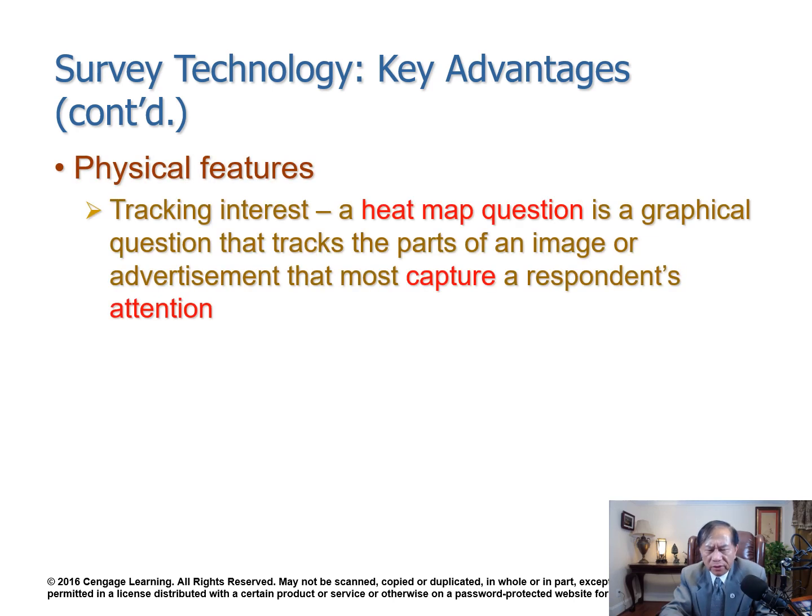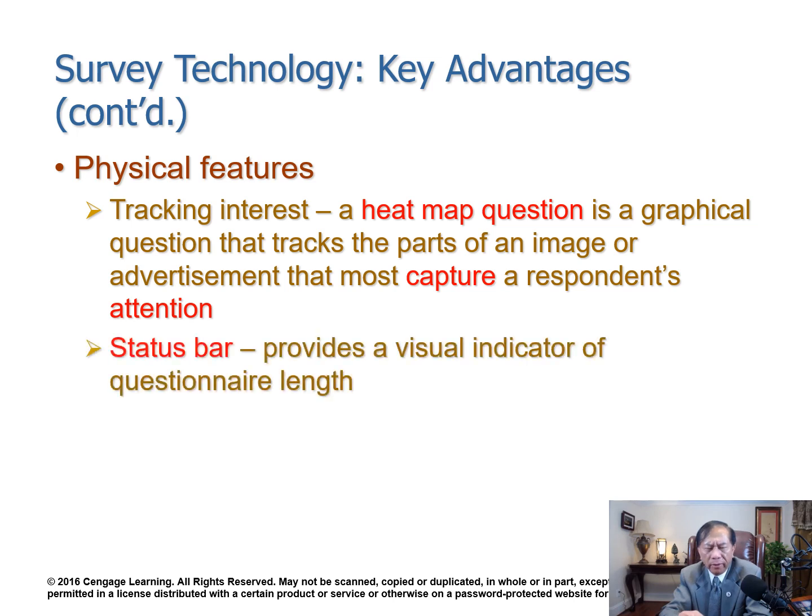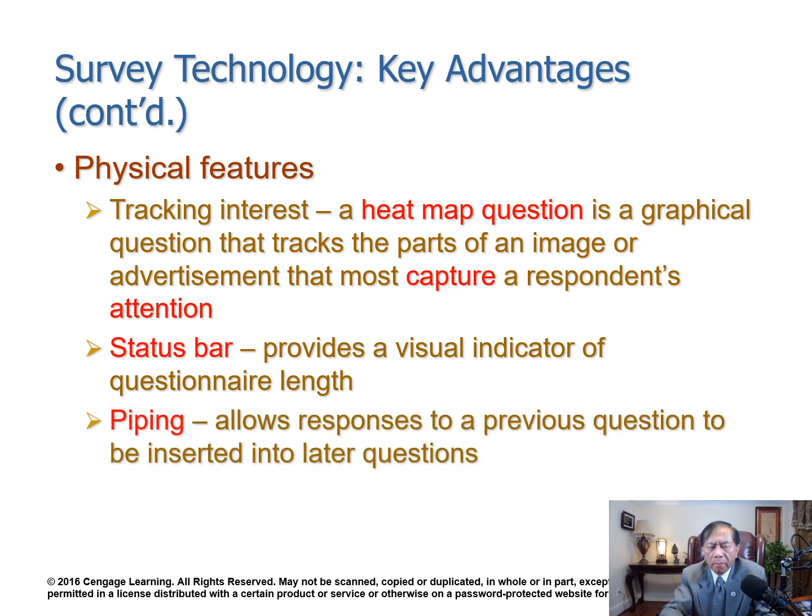There are some physical features, tracking internet, a heat map question. What's a heat map question? It's a geographical question that tracks the parts of an image or advertisement that most capture a respondent's attention. We call it a heat map question. You can use a status bar to provide a visual indicator of questionnaire length, how much has been completed, how much to go. Piping. This technique allows responses to a previous question to be inserted into later questions, called piping.